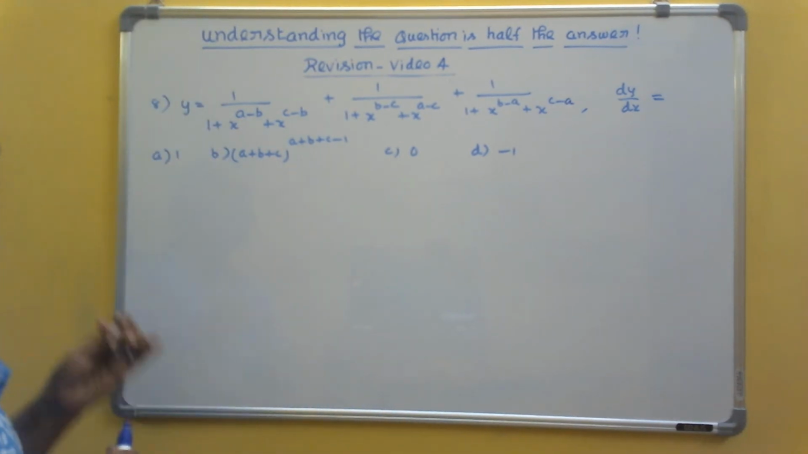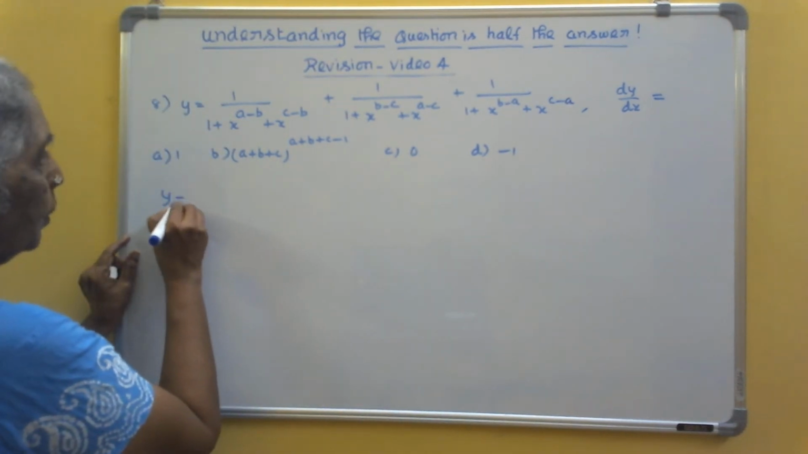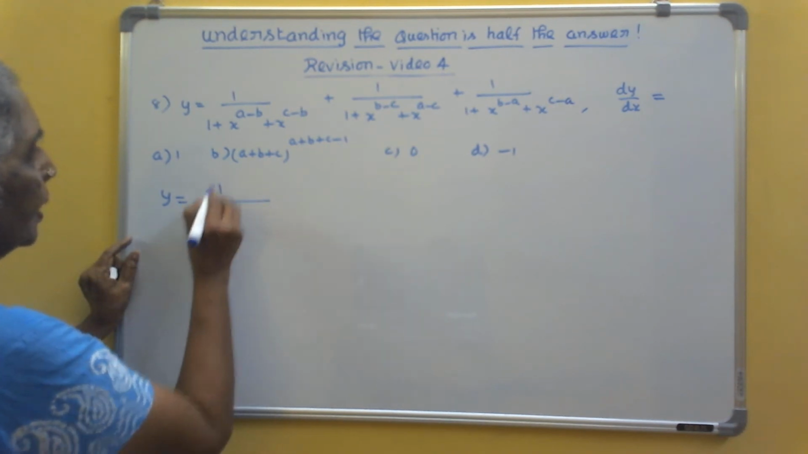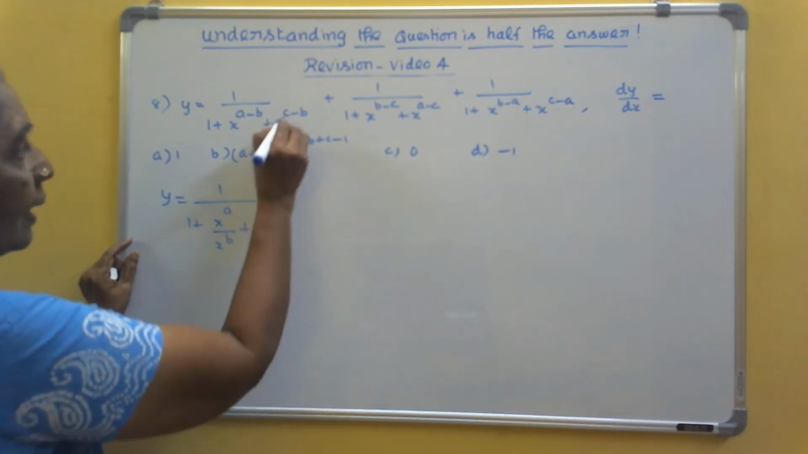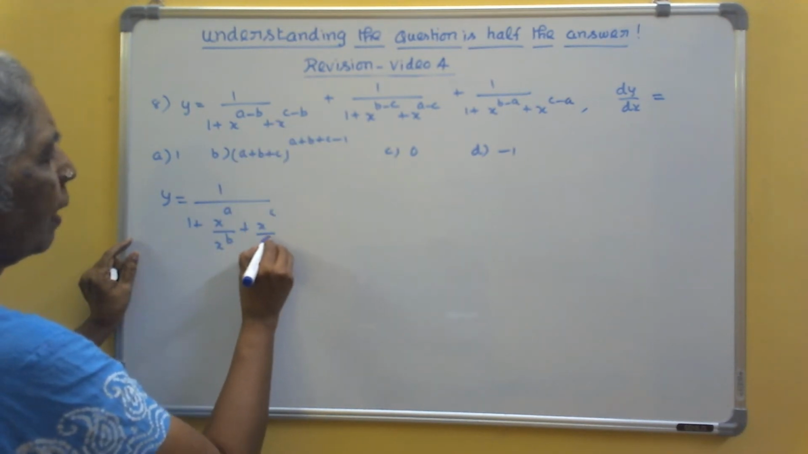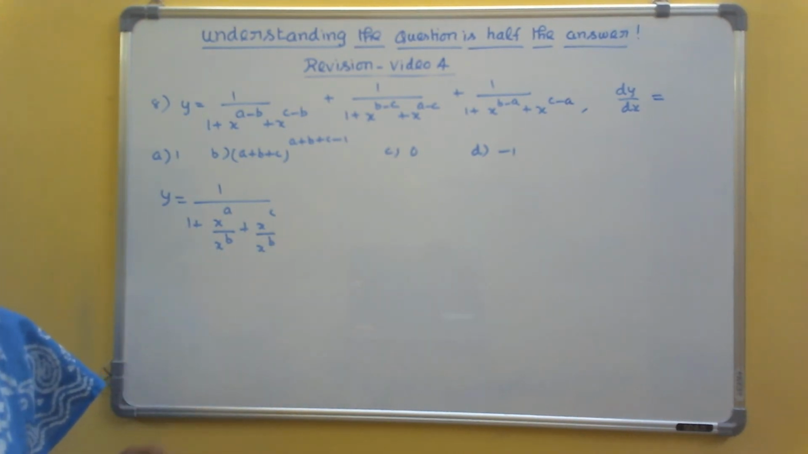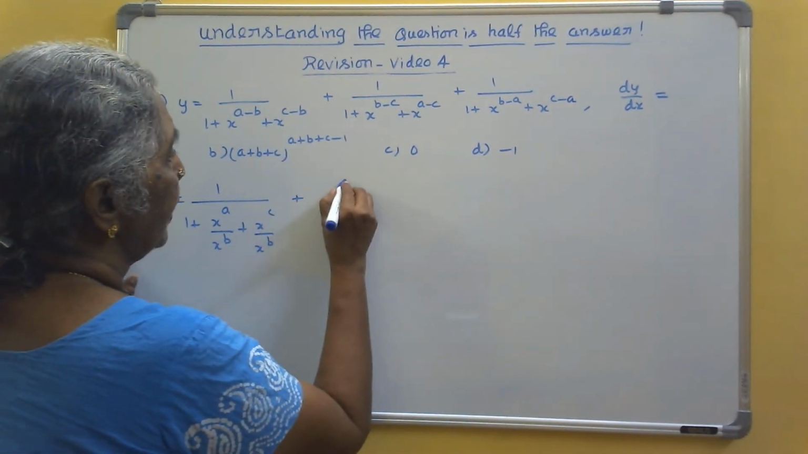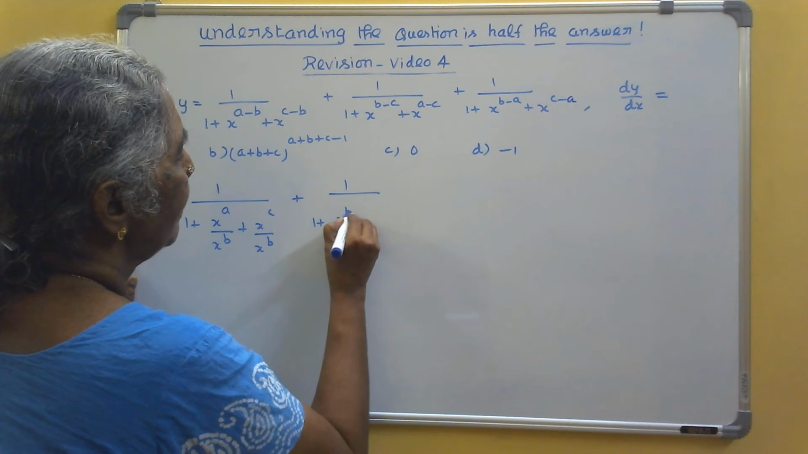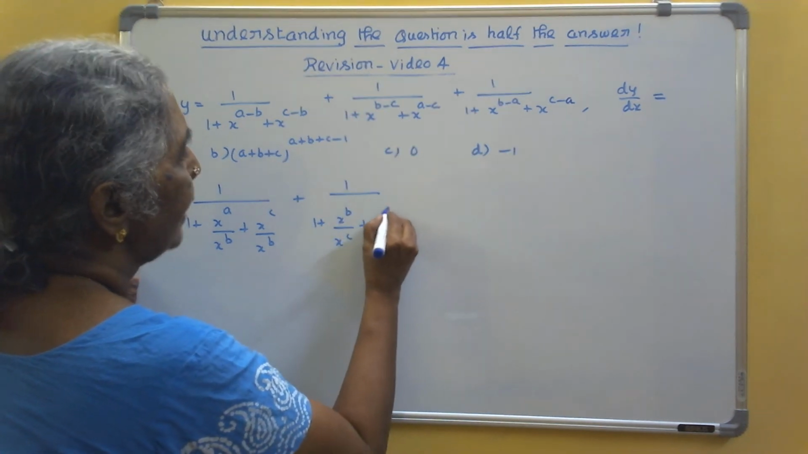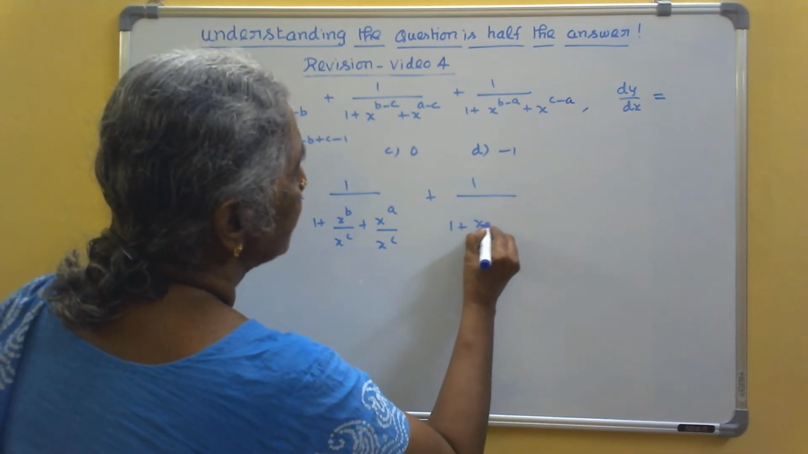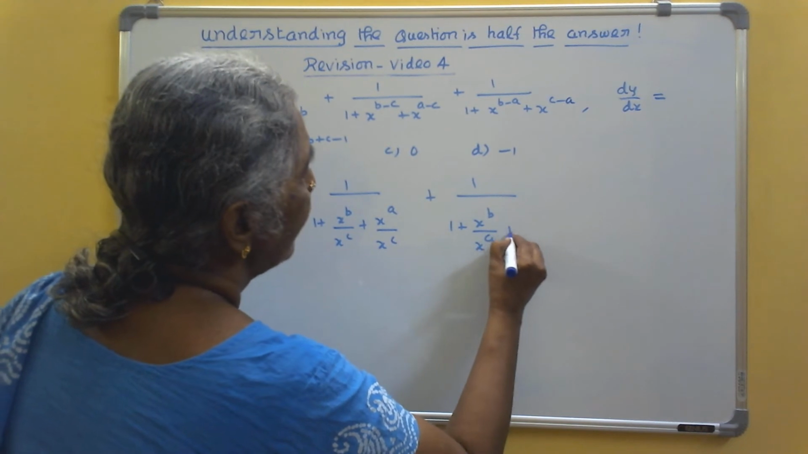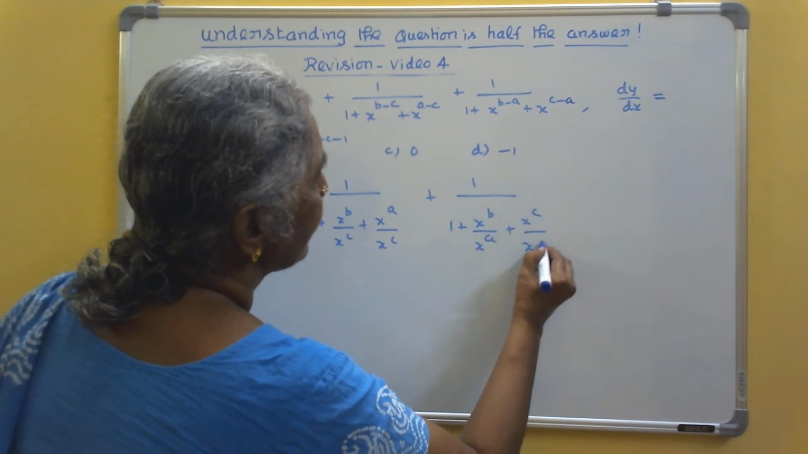Okay. Now let us write y is equal to 1 by the first term. This x power a minus b is x power a by x power b. This is x power c by x power b. You know the laws of indices, isn't it? A power m minus n is equal to a power m by a power n. Similarly, let us come to the next term. 1 plus x power b by x power c plus x power a by x power c plus 1 by 1 plus x power b by x power a plus x power c by x power a.